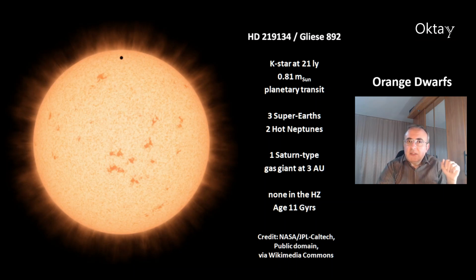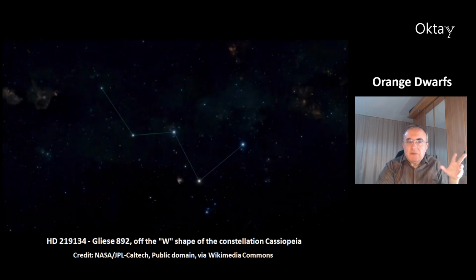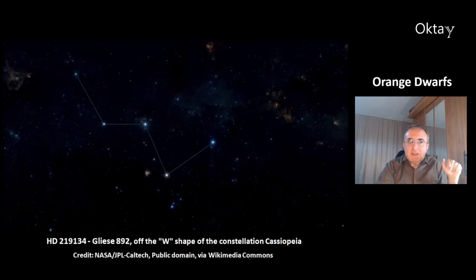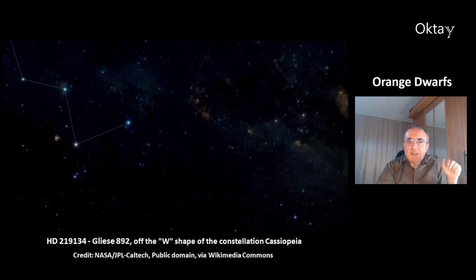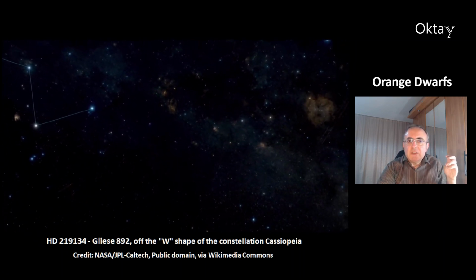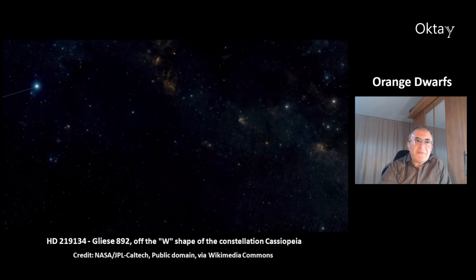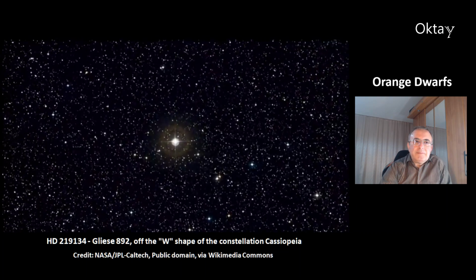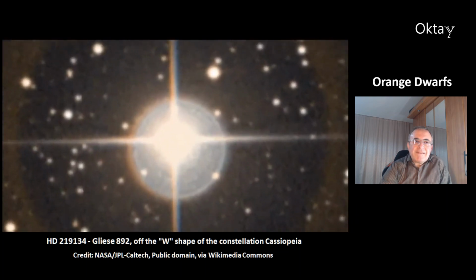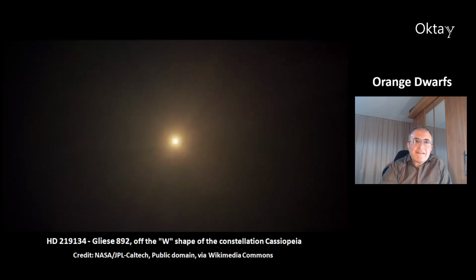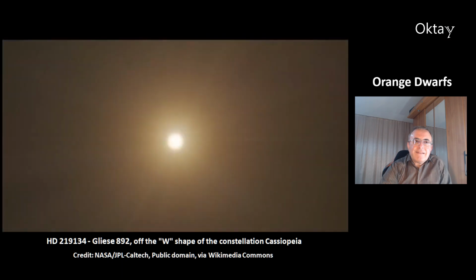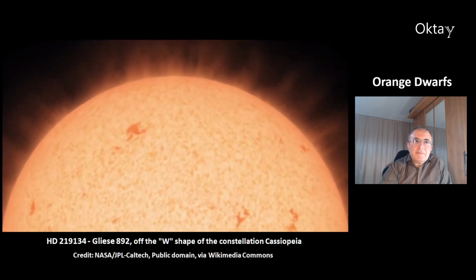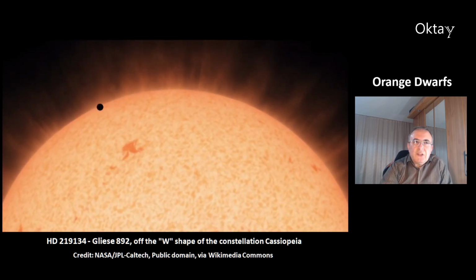This star is quite old with an age of 11 billion years. That's more than double the age of the solar system. This is where this star is located, HD 219134, Gliese 892. It's in the W shape of the constellation Cassiopeia. And you can see again the transit of the planet.